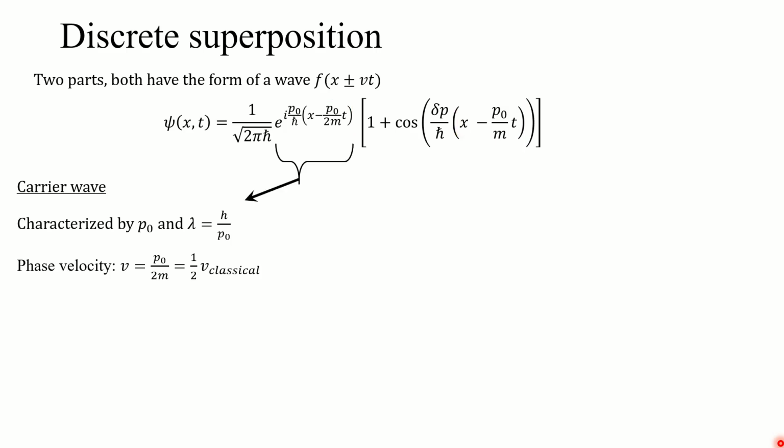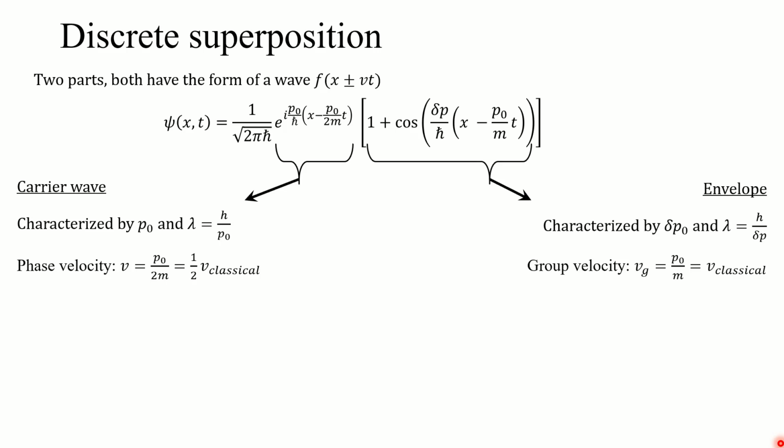The first term we call the carrier wave, and you'll notice it's characterized by that central momentum p naught. So it has a wavelength associated with it of h over p naught, and its velocity is what we call the phase velocity, and it's p naught over 2m. It's that constant that is multiplied by the time.